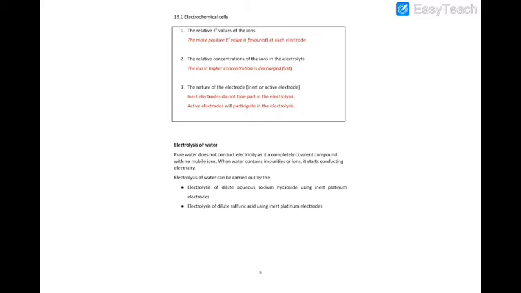But we'll have to decide which one is going to get discharged. In order to see which one gets discharged, we're going to look at the relative electrode potential values. So at each electrode, the more positive electrode potential value is going to get discharged. And the other factor that we look at is concentration. Normally, the one that is in higher concentration gets discharged first, and then the one in lower concentration is going to get discharged second. And also, we have the nature of the electrode.